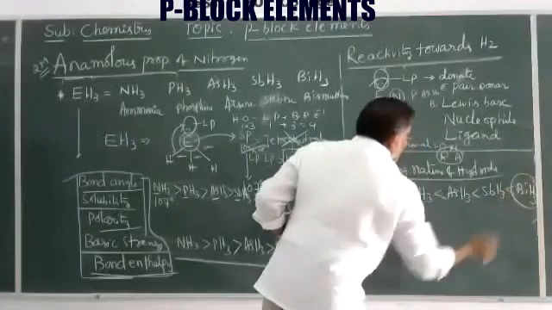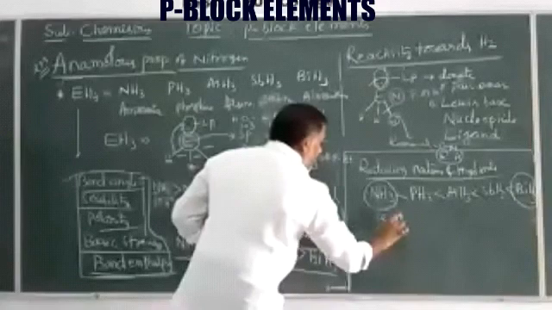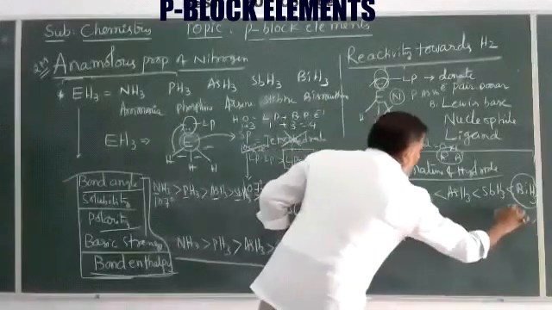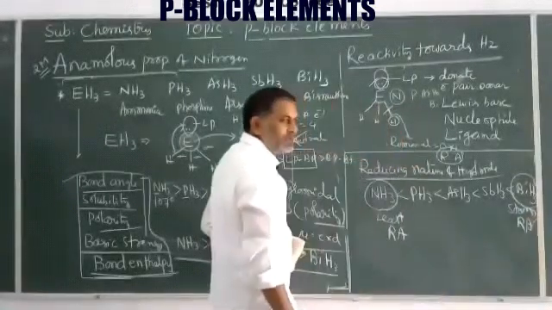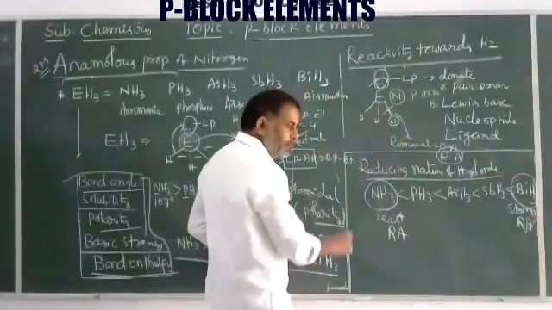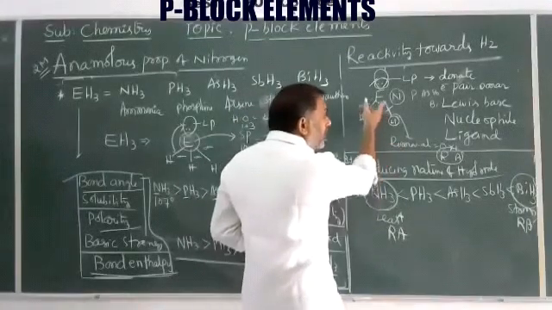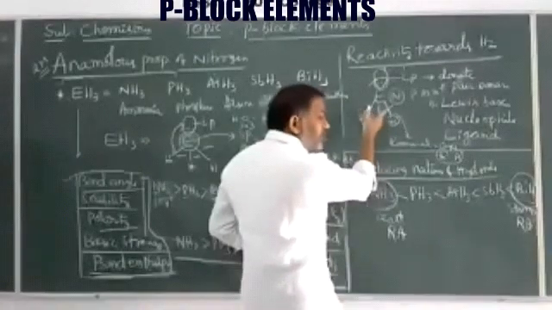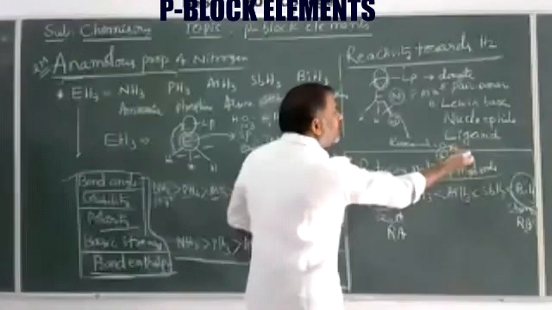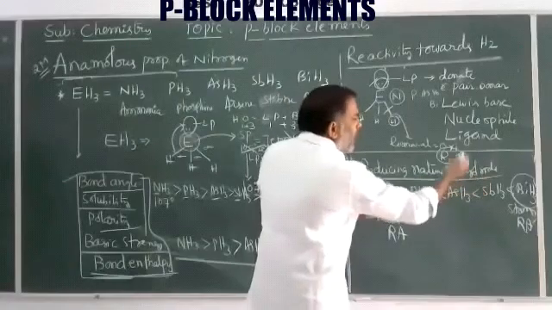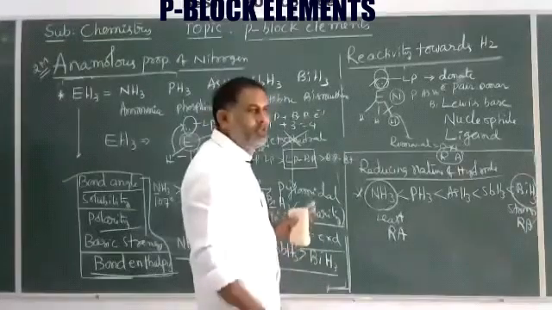BiH3 is the strongest reducing agent, and NH3 is the least reducing agent. What is the reason? Because bond length increases and bond strength decreases, it is ready to produce H plus ions, removal of electrons takes place easily, and oxidation occurs. That's why BiH3 acts as the strongest reducing agent.